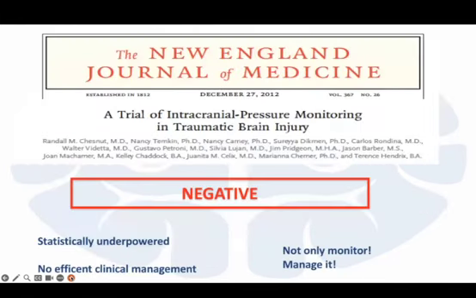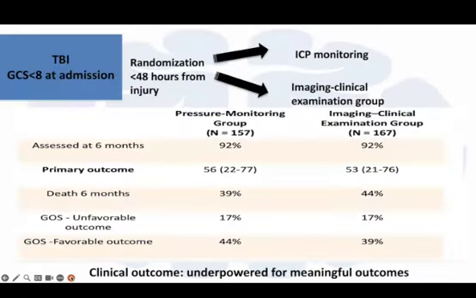Of course, you all know that the only randomized control trial on this topic was a negative trial, and it is the very famous trial from Randall Chestnut. But as you also know, this trial has been much discussed regarding the methodology, because basically the patients were randomized into an ICP monitoring group and an imaging and clinical examination group, but there was no protocol of management.